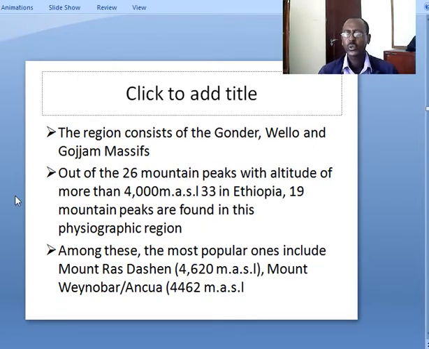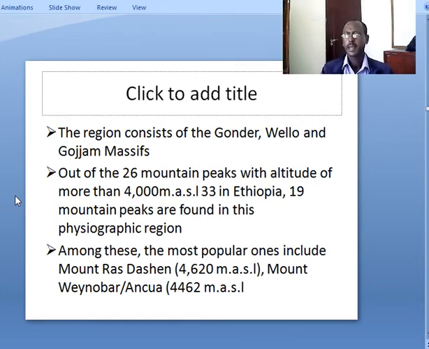This region consists of Gondar, Wollo, and the Gojam Massif. Massif is a chain of mountains. Out of the 26 mountain peaks in Ethiopia with an altitude of more than 4,000 meters above sea level, 19 mountain peaks are found in this physiographic region. So this shows that many mountains in Ethiopia are to be found within this physiographic region.